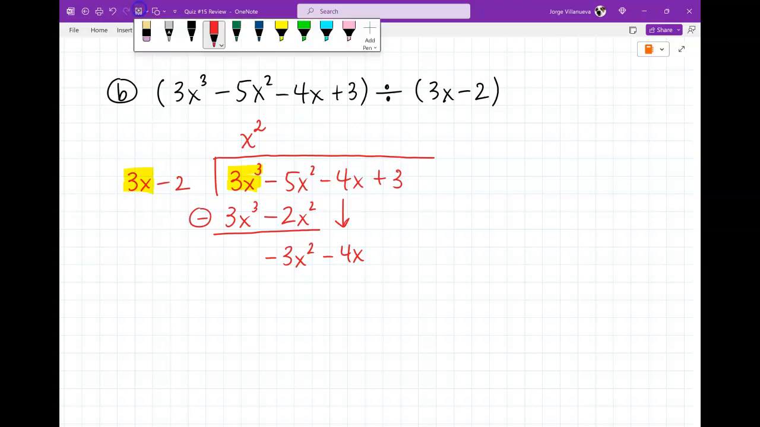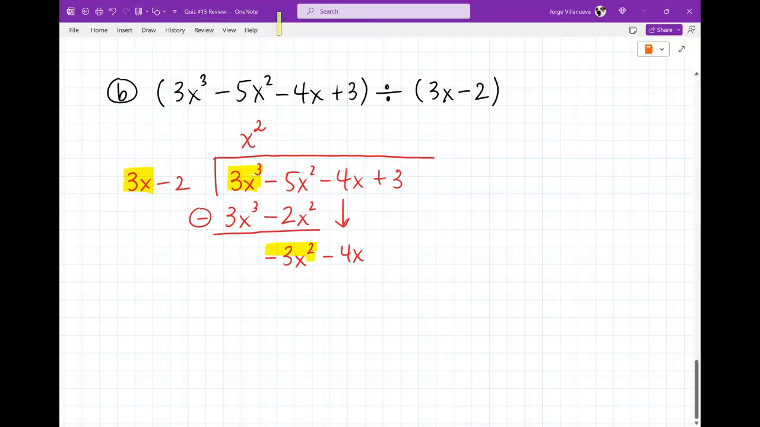Now I'm going to focus on the firsts again. Look at your first terms, 3x and negative 3x squared. What do I multiply 3x by to get negative 3x squared? Negative x. Okay. And remember, you're only multiplying by negative x here, not by everything, just the new term. So negative x times 3x is negative 3x squared. Negative x times negative 2 is positive 2x. And I subtract.